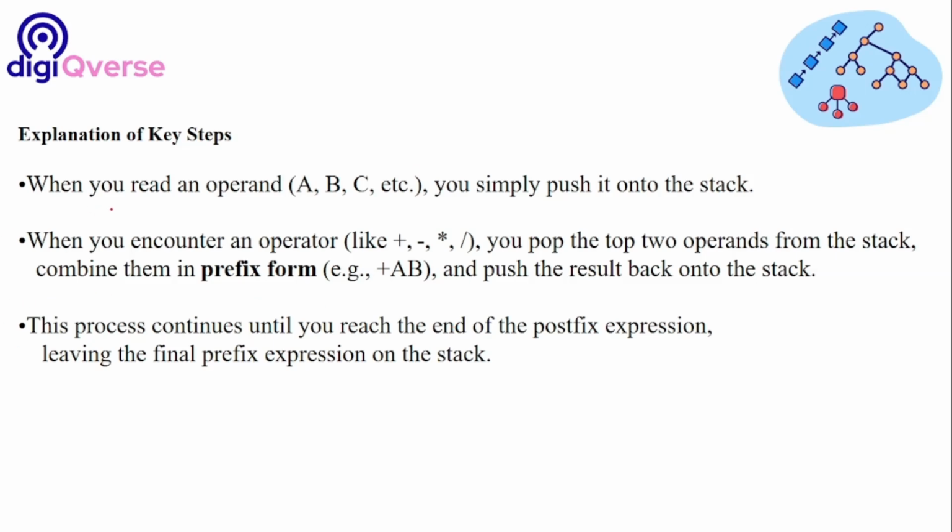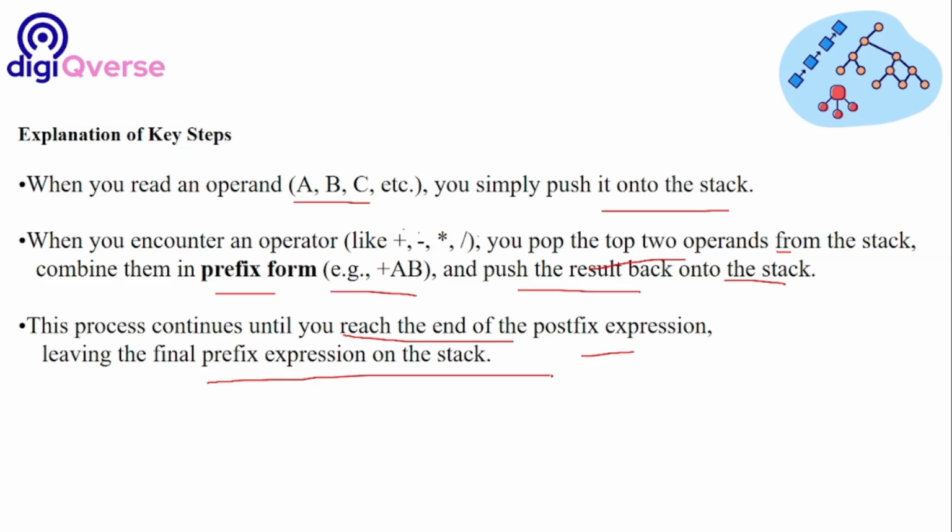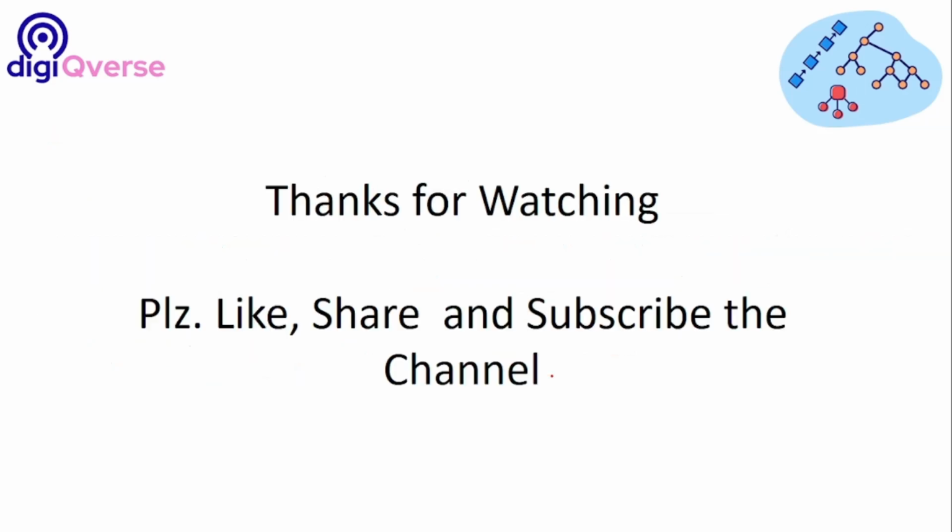We read the operand like this and simply push it onto the stack. When you encounter an operator like plus, minus, multiply, divide, any operator, you pop the two operands from the stack and combine them in such a way that it represents the prefix form, and push it back onto the stack. This process continues until we reach the end of the postfix expression, leaving the final expression on the stack, right? So that was the concept, and I hope you understand the overall expression conversion.